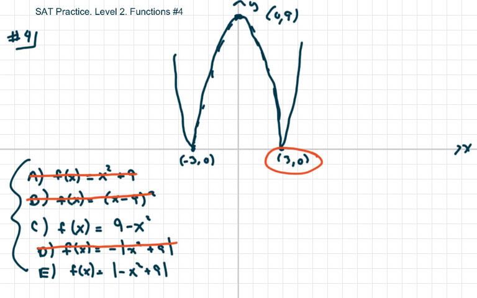Alright. It does look like it works for C and E, but let's see. Looking at the choices C and E, for any x greater than 3, the graph of C is negative. So C can be eliminated, and the only choice we have left is E.